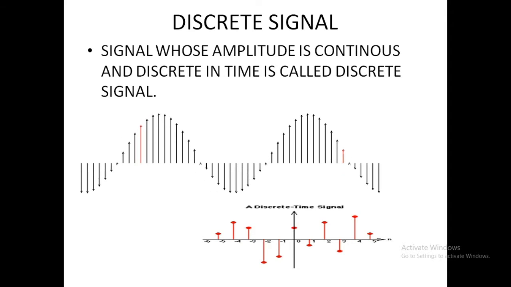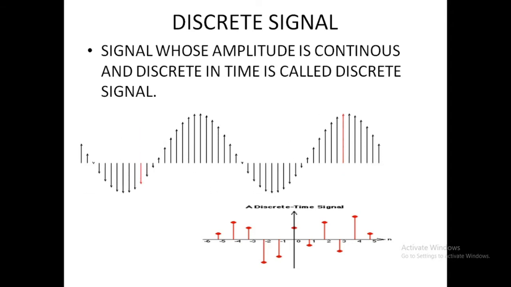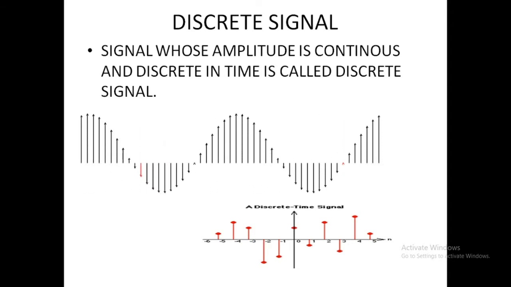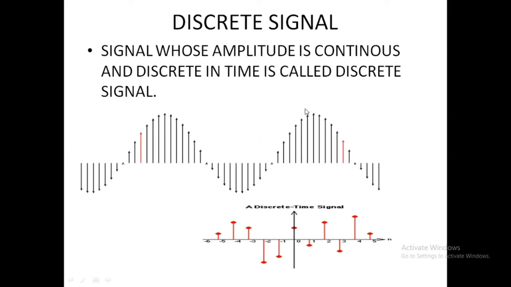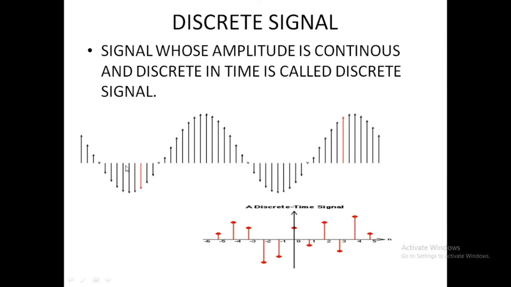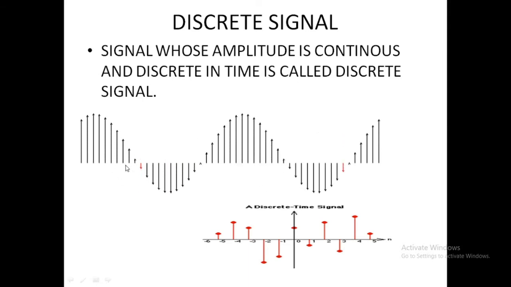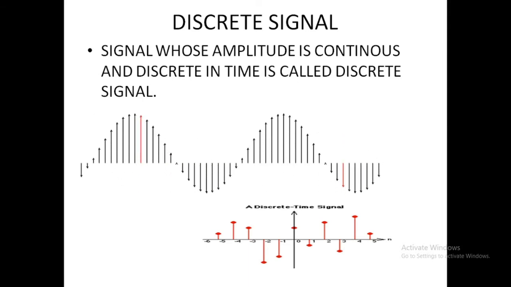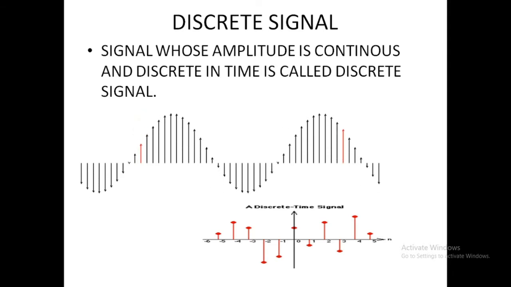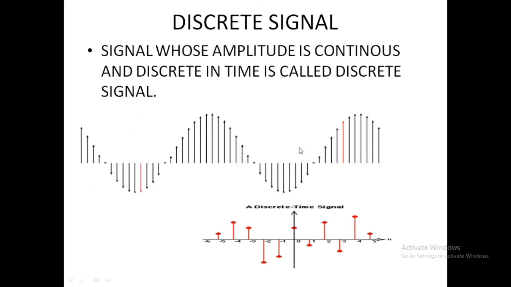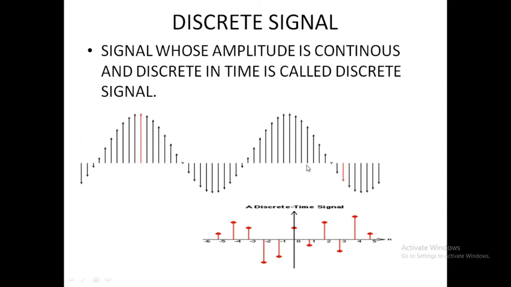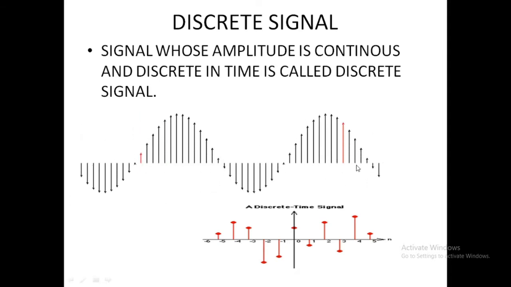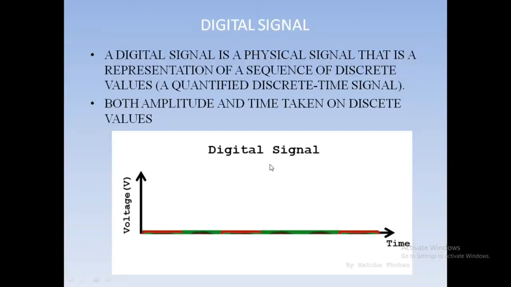Next, discrete signal. What do you mean by discrete signal? A signal whose amplitude is continuous. Here we can see the amplitude is continuous in nature, but the sampled values which are taken are discrete in time. That's why, with the amplitude continuous and discrete in time slots, it is called a discrete signal.